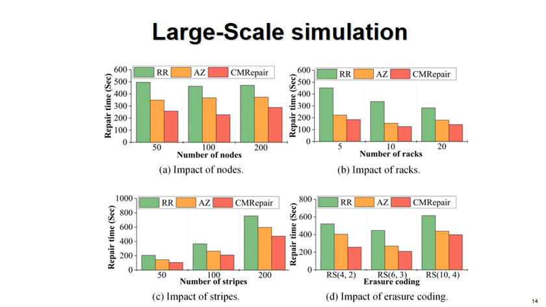Overall, CM repair incurs the least repair time among the three techniques when the number of nodes, feature A, the number of racks, feature B, the number of strides, feature C, and the coding parameters, feature D, change. Specifically, CM repair can reduce 25% to 62% and 6% to 47% of the repair time compared to RR and AZ respectively.